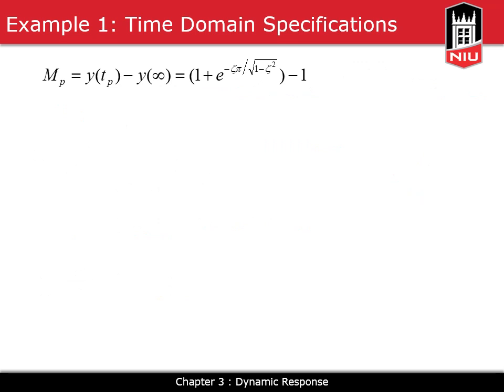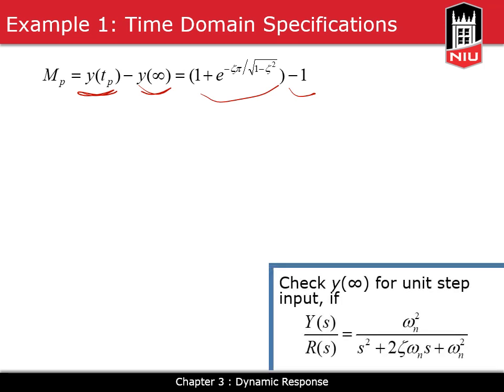The peak value, or the maximum value, is the value of the output at the peak time minus its final value, or basically 1 plus e to the power of negative zeta pi over the square root of 1 minus zeta squared. This is the value of the output at its maximum, minus 1, which is the final value of the output. So the ones will cancel out. And this is telling us that the final value is 1. You don't have to worry about the case where final value is not 1.